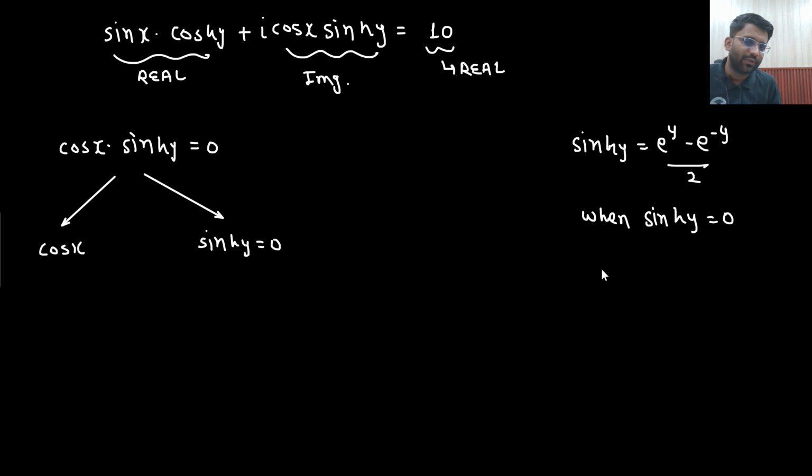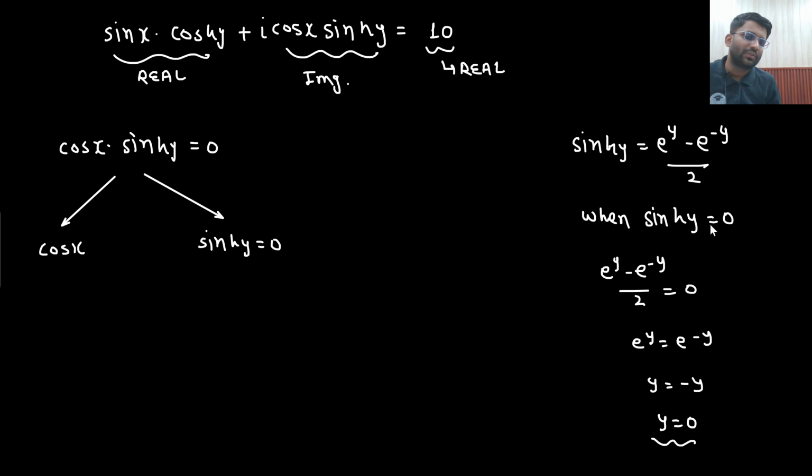I need to equate it to 0. e to the power y minus e to the power minus y divided by 2 equals to 0. So what I will get? e to the power y equals to e to the power minus y. From here if I compare, y equals to minus y. When is it possible? When y is equivalent to 0 only. So sin hyperbolic y equals to 0 means y has to be 0.